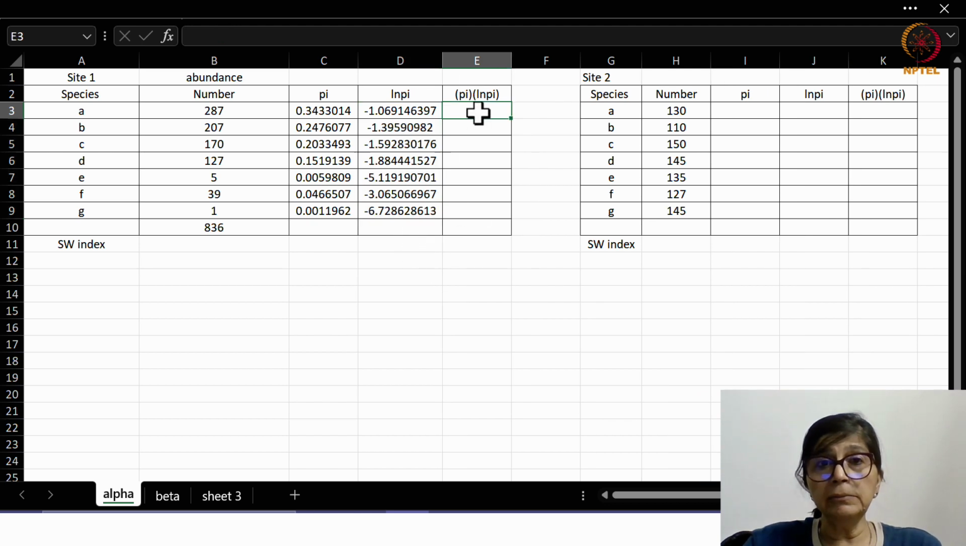In the third column, as you see, what do we have to do here? This is multiplication, right? This is multiplication.